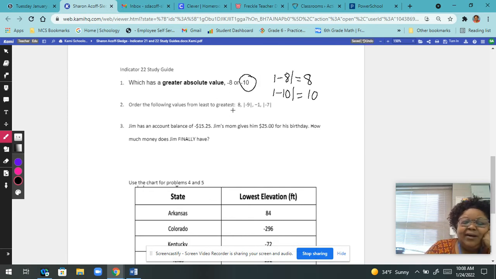So now, this is one of our favorite problems. Order from least to greatest.